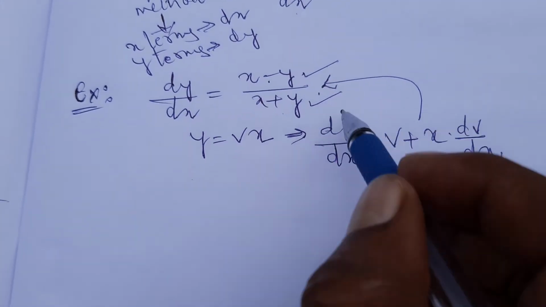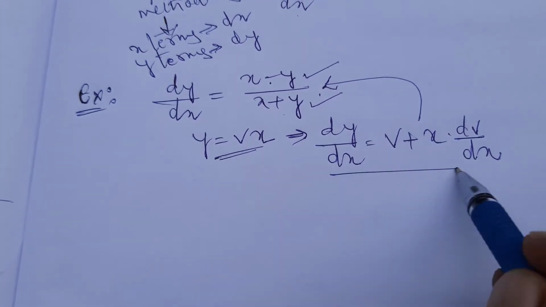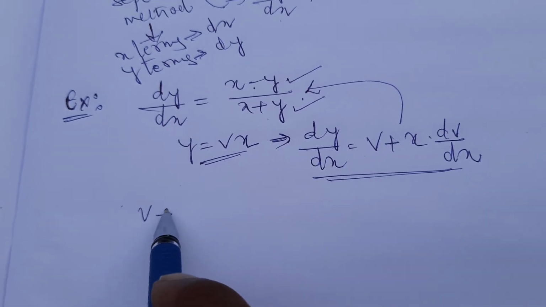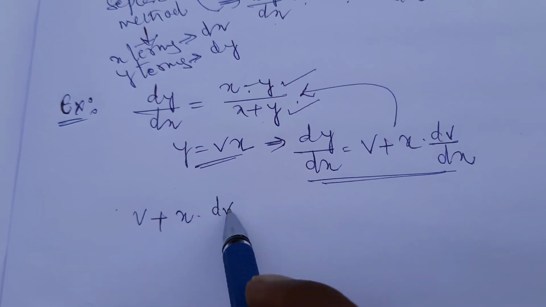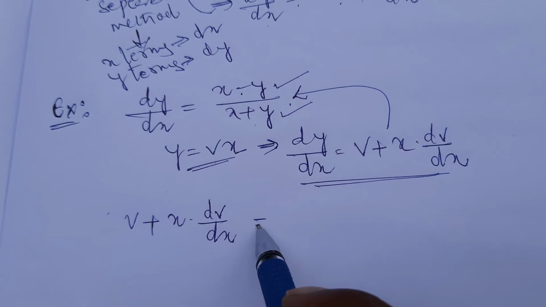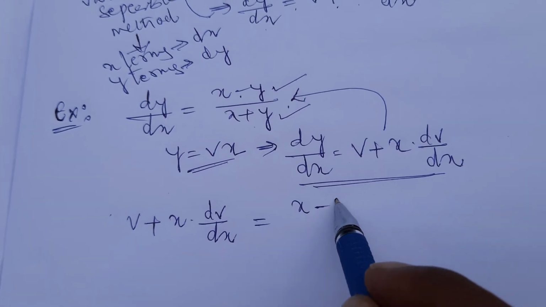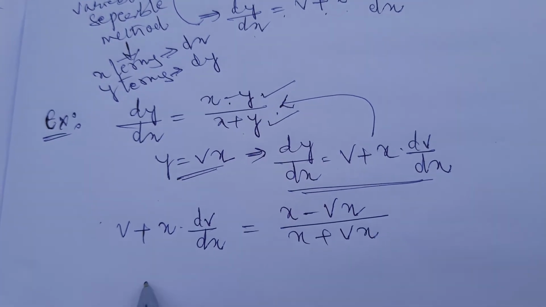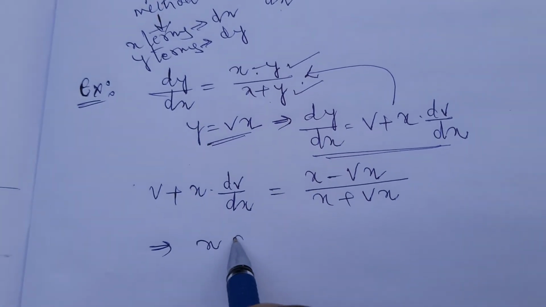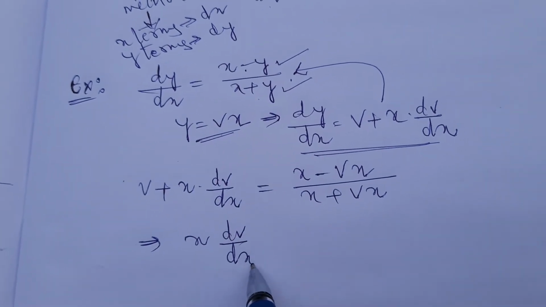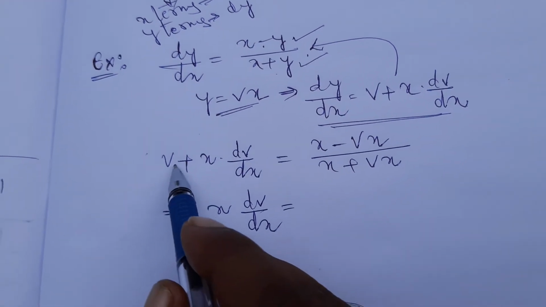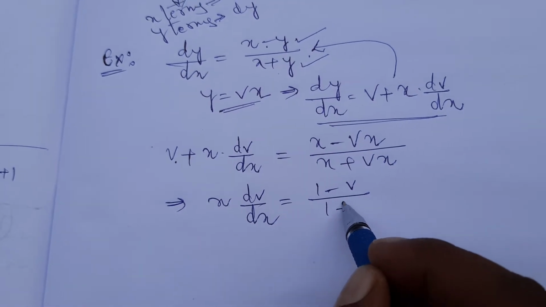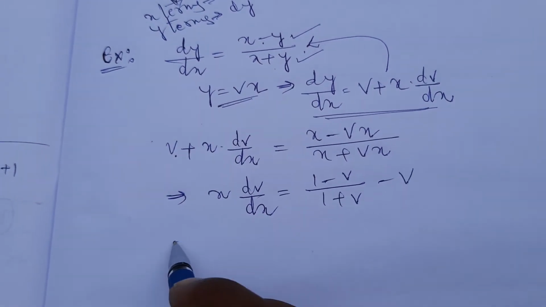Now replace the values: y equals vx and the dy by dx value. Then the given equation changes to v plus x into dv by dx equals x minus vx by x plus vx. That means x into dv by dx equals, bringing v to this side, (1 minus v) by (1 plus v) minus v.